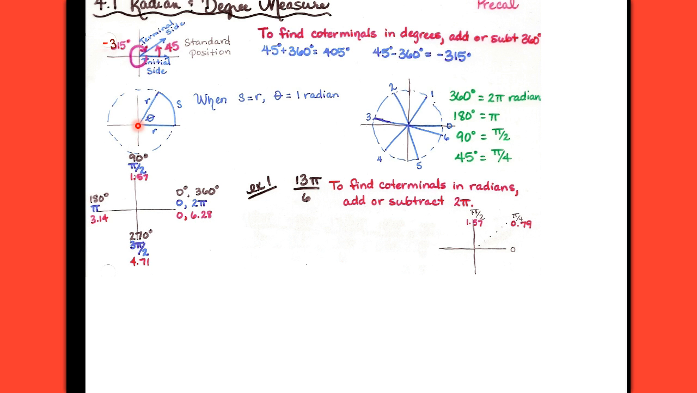So let's say that I had a radius that was 4 inches long. If I came over here and measured an arc length that was also 4 inches long, and I made my terminal side stop where that arc length was 4 inches long, then that central angle right there would be 1 radian. When my radius is equal in length to my arc length, then that central angle will be 1 radian. So that's its formal definition.